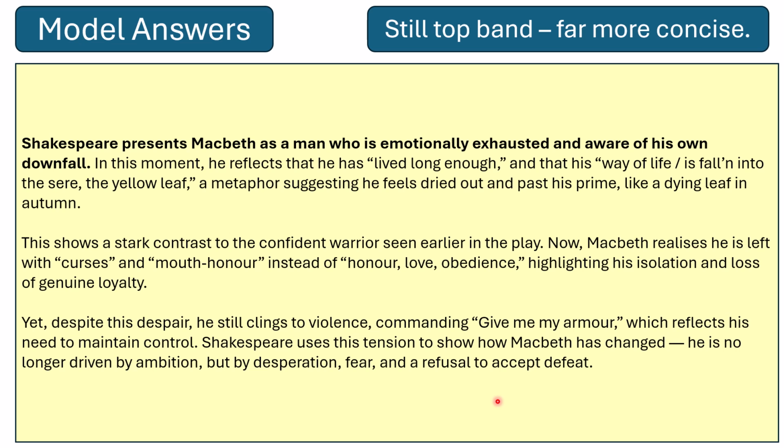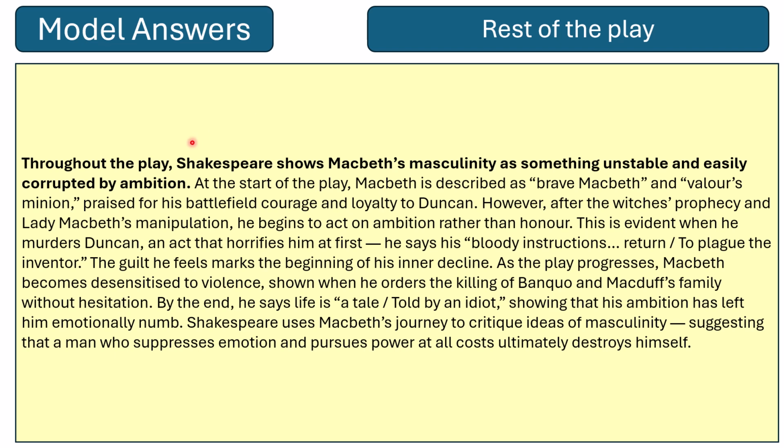Okay, so let's have a look at how we include the rest of the play, because that's just from the extract. Okay, so throughout the play, Shakespeare shows Macbeth's masculinity as something unstable and easily corrupted by ambition. At the start of the play, Macbeth is described as "brave Macbeth" and "valor's minion," praised for his battlefield courage and loyalty to Duncan. However, with the witch's prophecy and Lady Macbeth's manipulation, he begins to act on ambition rather than honor. This is evident when he murders Duncan, an act that horrifies him at first. He says his "bloody instructions return to plague the inventor."